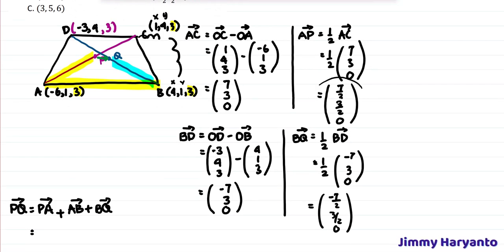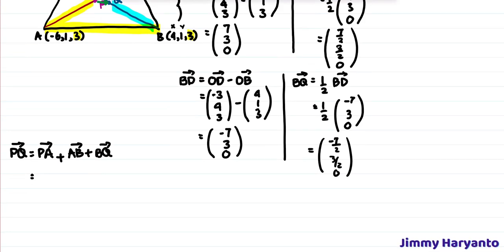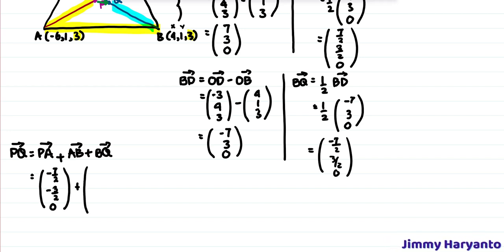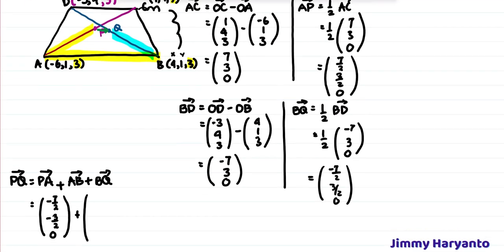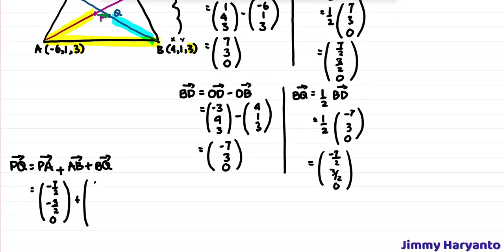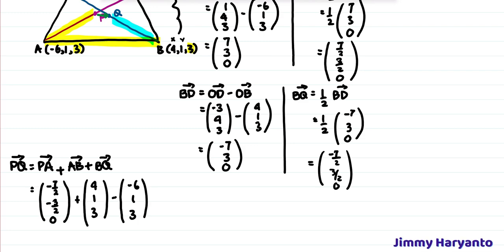We don't have PA, but we do have AP. That means you only have to give a negative sign, since AP and PA are in opposite directions. So PA is (-7/2, -3/2, 0), plus AB. We don't have AB yet, so we have to calculate it first. OB minus OA, (4, 1, 3) minus (-6, 1, 3), plus BQ. BQ is (-7/2, 3/2, 0).